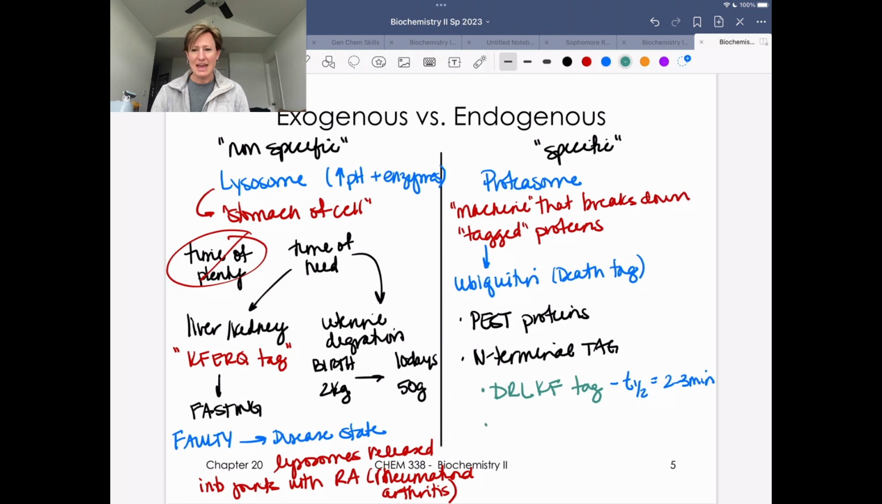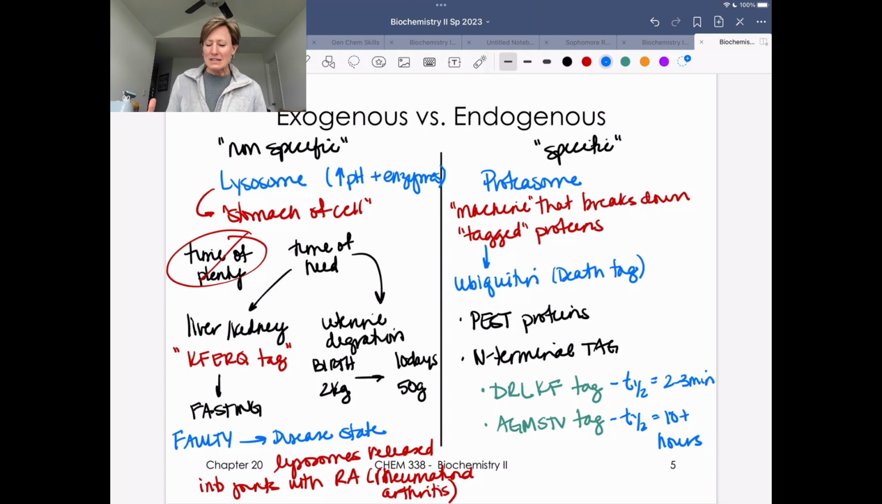Contrast that now with a tag that is AGM-STV. So clearly I'm reading, I don't even remember what these are, but you should be able to look at these and say that's alanine, glycine, methionine, serine, threonine, valine. So with the exceptions of the serine and threonine, we see a lot of hydrophobic amino acids that are there. But if that's what's on our N-terminus, this is a different tag that we'll see. This will be something that means you have a half-life of 10 or more hours. So proteins that are going to stick around for a long time are going to have a very different N-terminal tag.